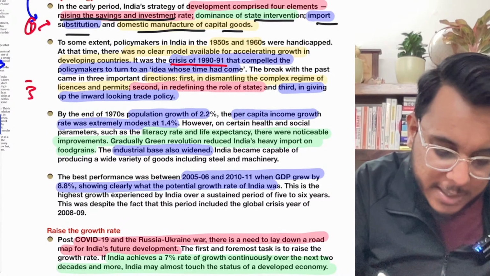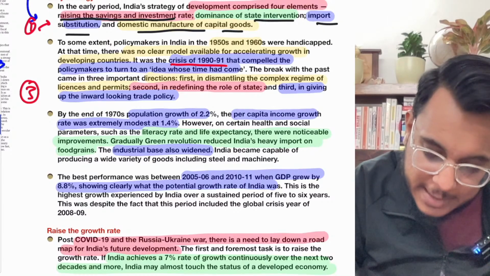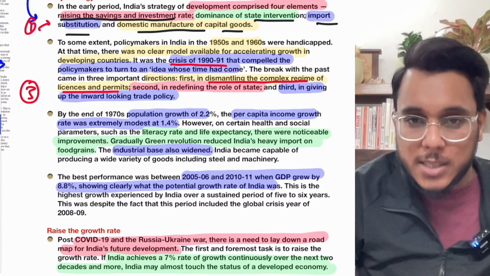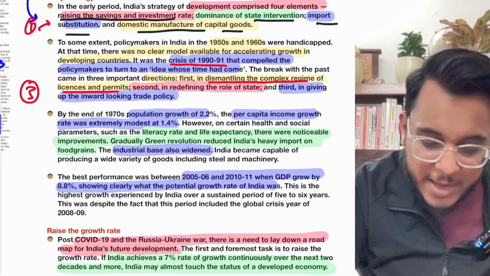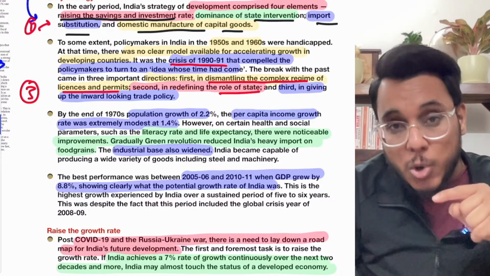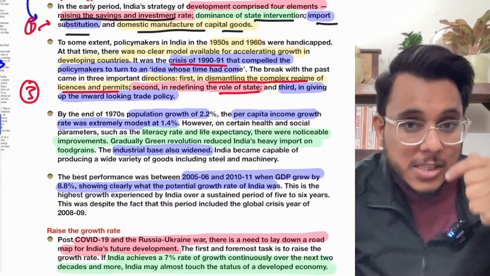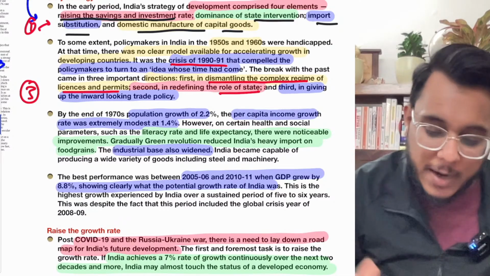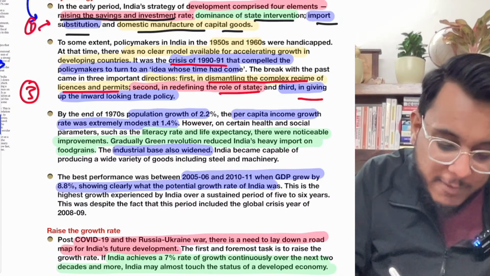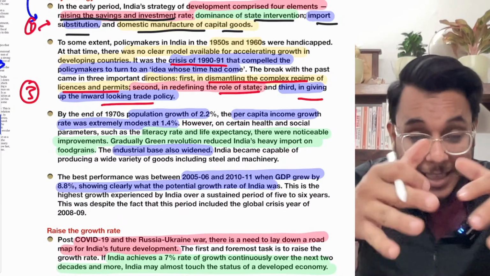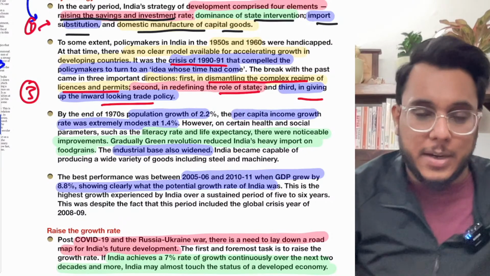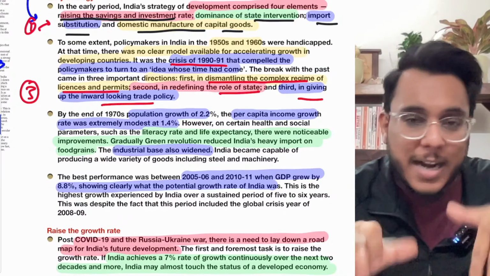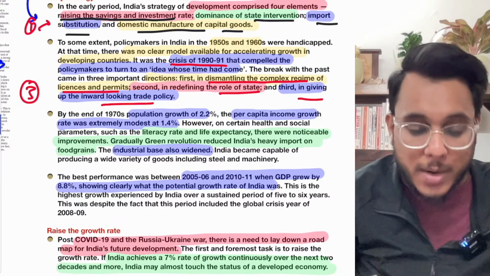There are three important things that were taken up. Number one, we dismantled the complex regime of licenses and permits. Earlier, for everything, a license and permit was needed. We removed that. Second, we redefined the role of the state. The state will not be the rower; the state will be just the steerer. Steerer means the state will give the direction and will not drive the economy. Thirdly, we gave up the inward looking trade policy. Rather, we adopted the outward looking trade policy. Inward looking means that we will not interact with the outer world, will not import. We gave that up and came out with the open economic policy.